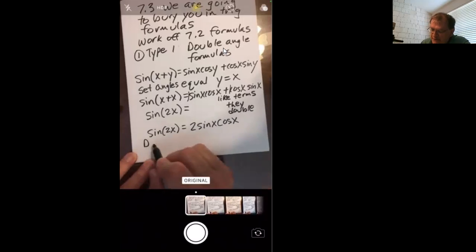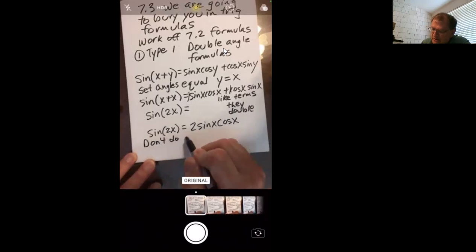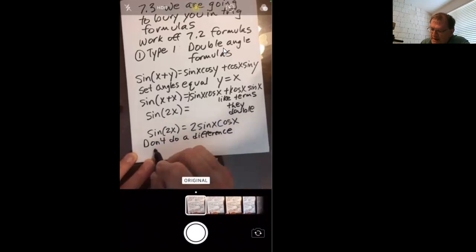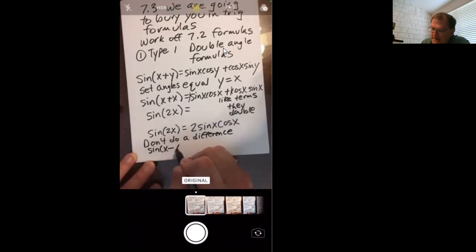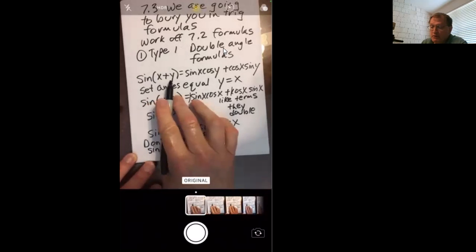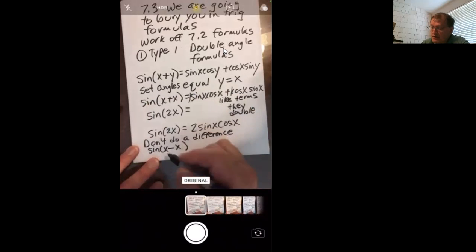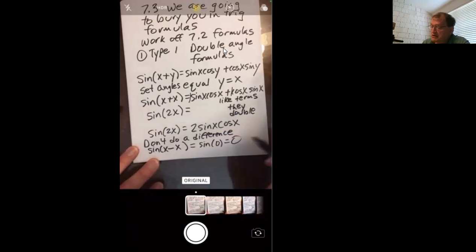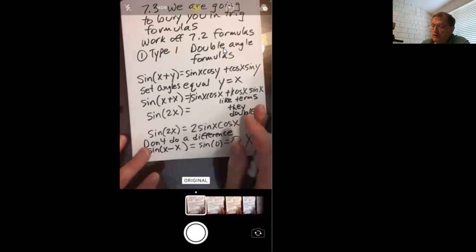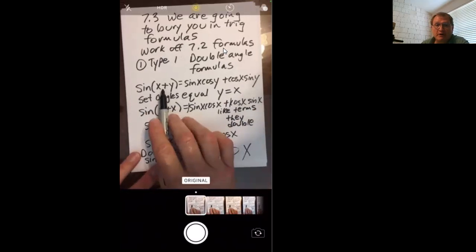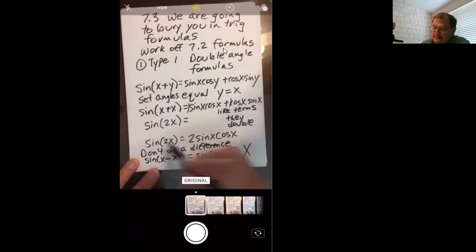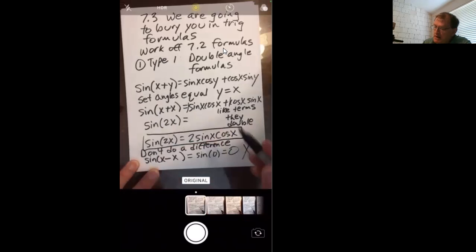Notice you don't do difference, meaning a sine of an x minus an x. If you set sine of x minus y, remember there were formulas for that. It just changed that sign to minus. And you set y equal x, well, you'd have sine of x minus x. That's a sine of 0, and that is equal to 0. You get nothing. So we only are concentrating on the sum formulas. This is used a lot.